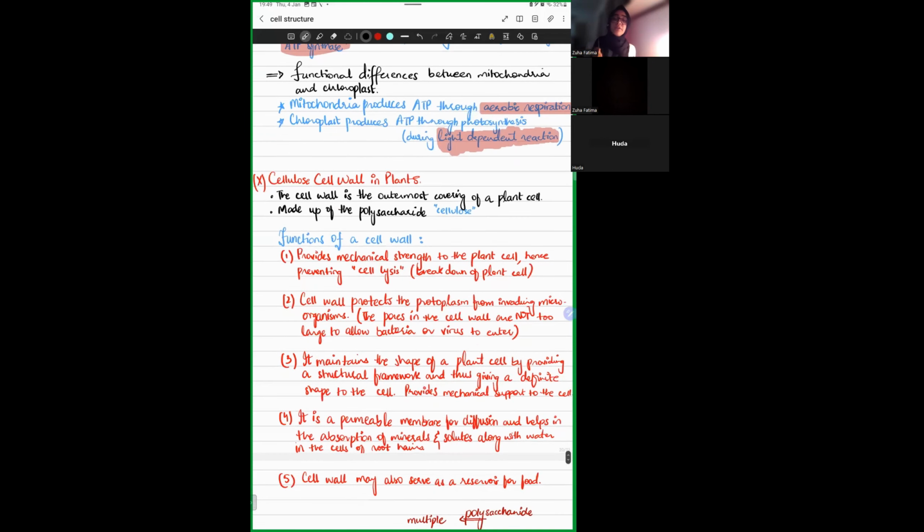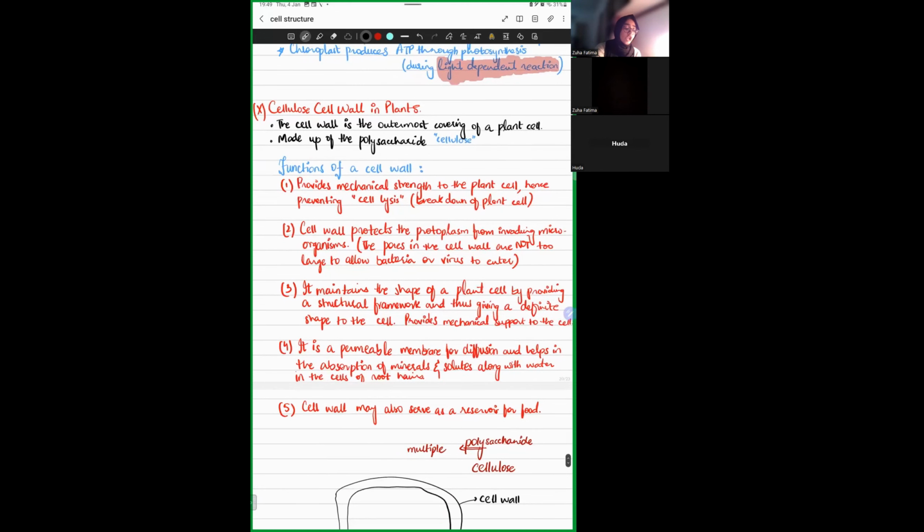Subsequently, cell wall protects the protoplasm from invading microorganisms. Although we know that the plant cell wall is permeable, the pores are allowing substances to enter the cell, but those pores are very small. They're very small gaps. So that's why big bacteria or viruses don't easily enter into the plant cell through the cell wall pores. ठीक है जी. So cell wall protects the protoplasm from invading microorganisms. Why? Because the pores in the cell wall are not large enough to allow bacteria or viruses to enter.